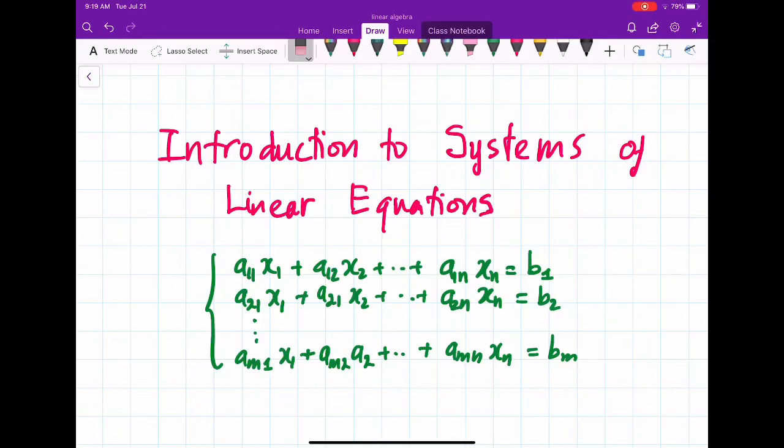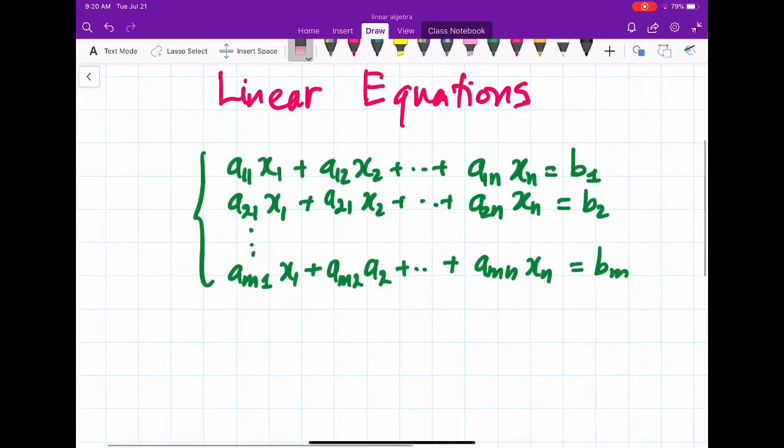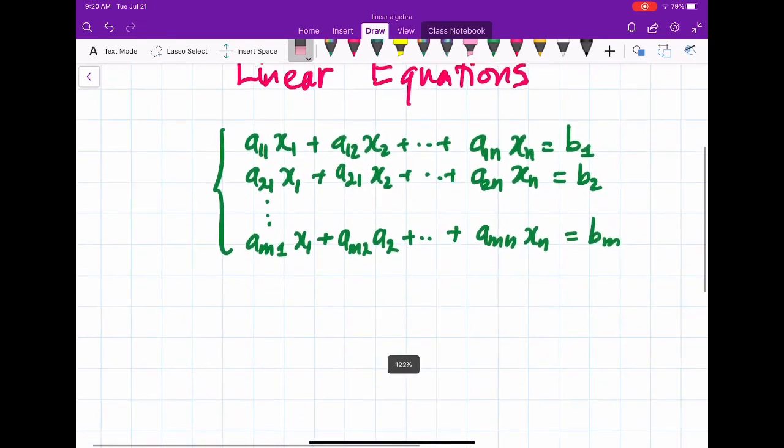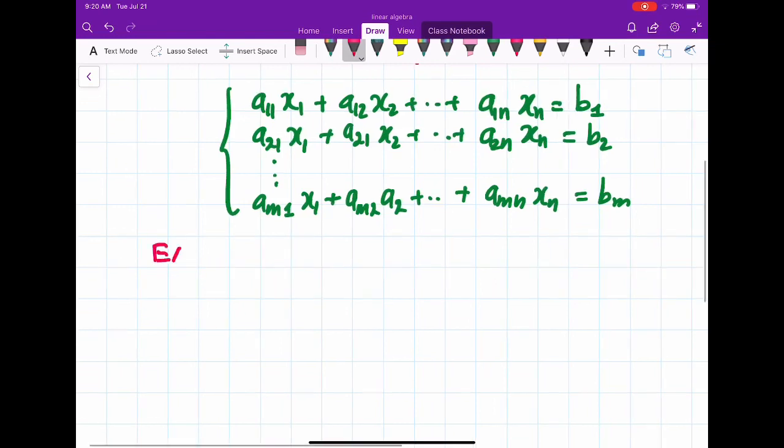Hello. In the previous video, we discussed a picture of linear algebra. And today, we study systems of linear equations. Before moving to a general case, let's consider some examples. The very first example is the equation of a straight line.